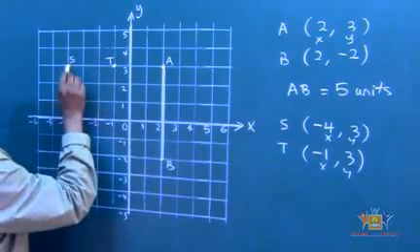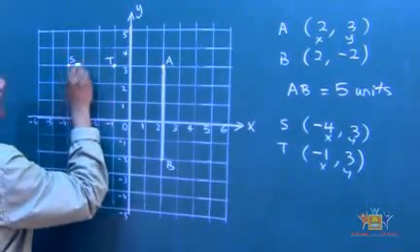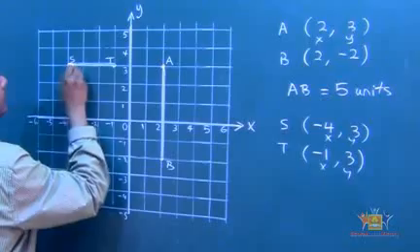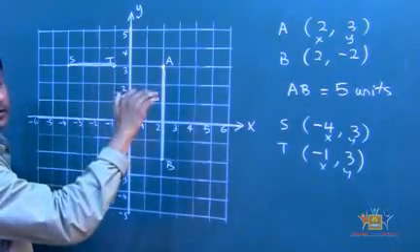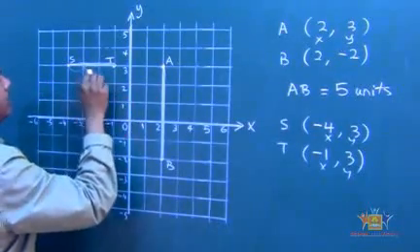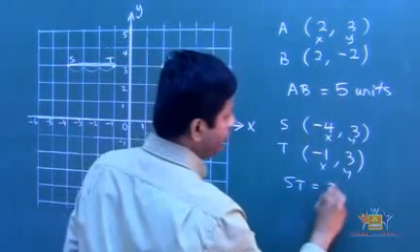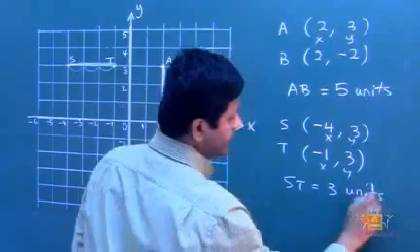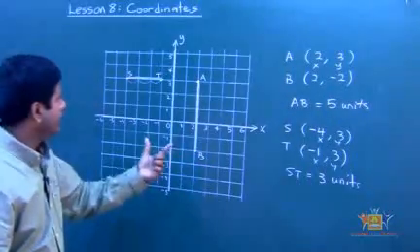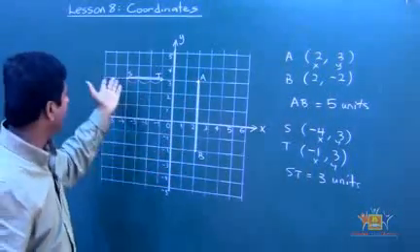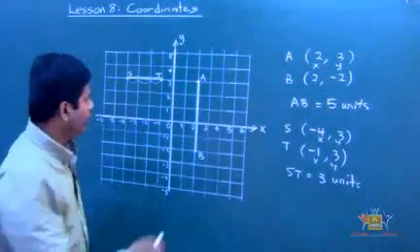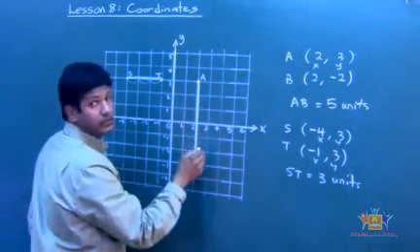So now we're looking at the distance from S to T. And this is the distance we're looking for. Now, this is a horizontal line. So how many units is that? 1, 2, 3. So that means ST equals 3 units. See that? Now look at this. When it's vertical or horizontal, we can just count the units.